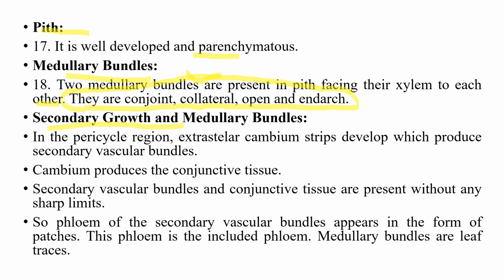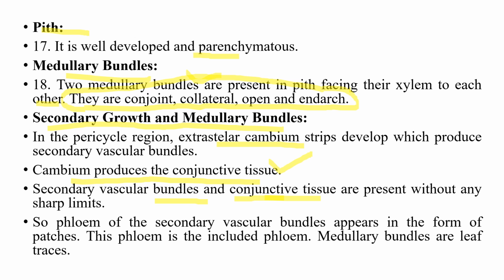Then secondary growth and medullary bundle. In the pericycle region, the extrastellar cambial strip develops. Extrastellar means apart from the stele, cambium is developed in the pericycle, which produces secondary vascular bundles. Cambium produces conjunctive tissues. What is conjunctive tissue? Conjunctive tissue means the tissues which are present between xylem and phloem. Secondary vascular bundles and conjunctive tissues are present without any sharp limits. So cambium produces secondary vascular bundles as well as the conjunctive tissue.